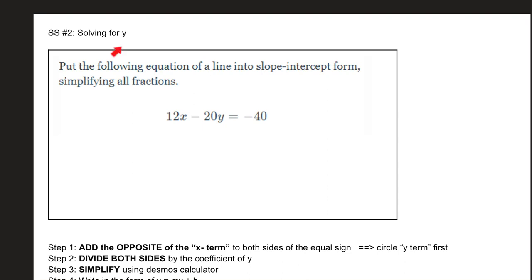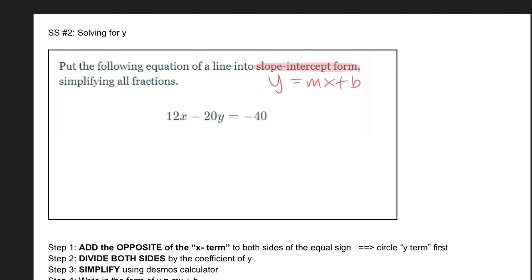Okay, one of the most common skills that we're going to be asked to do on the STAR test is solving for y. What it means to solve for y is whenever we see an equation and they ask us to put it into slope-intercept form, that means taking an equation like this where we have x and y on the same side and putting it into the form where it has y equals mx plus b. Okay, the main thing on that is where y is by itself, and so that is called slope-intercept form.